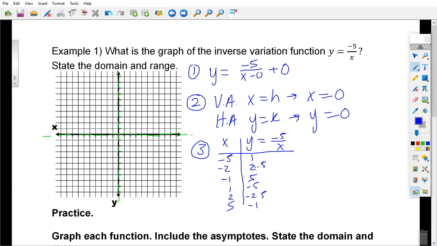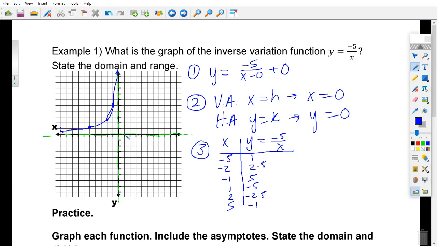Okay, so I'm going to plot these points and create my sketch. So if I go to -5, 1, 2, 3, 4, 5, I'm going to go up to 1. I'm going to go to -2. I'm going to go up to 2.5. I'm going to go to -1. And you should be able to plot points without looking at me. So if you're depending on me to plot points, we got a problem.